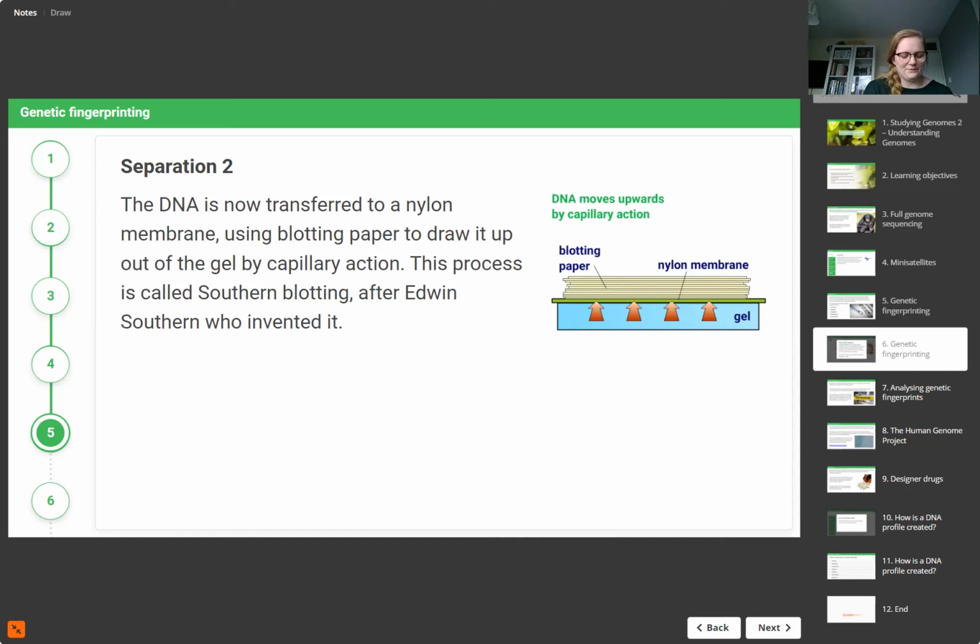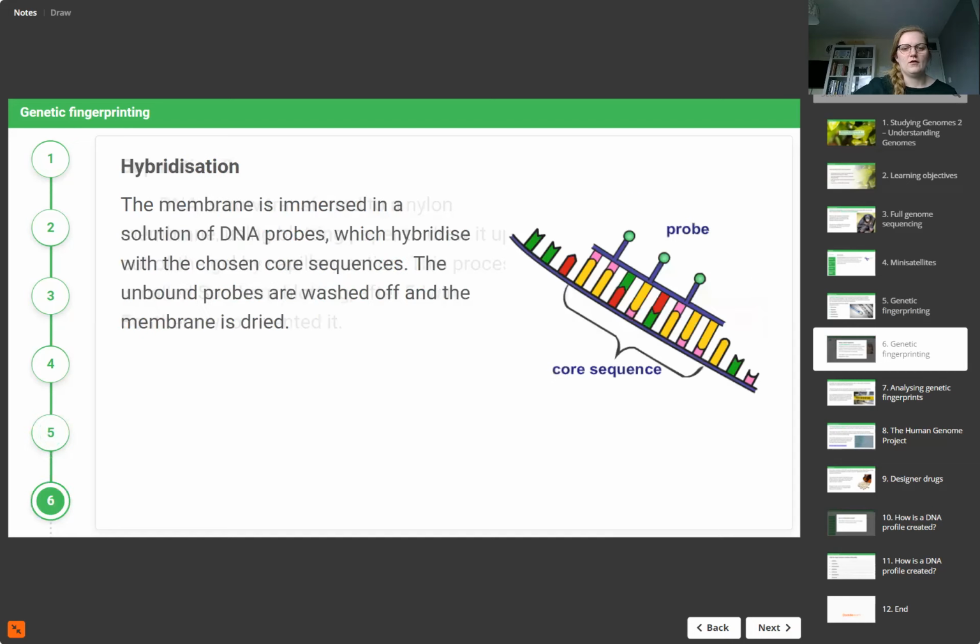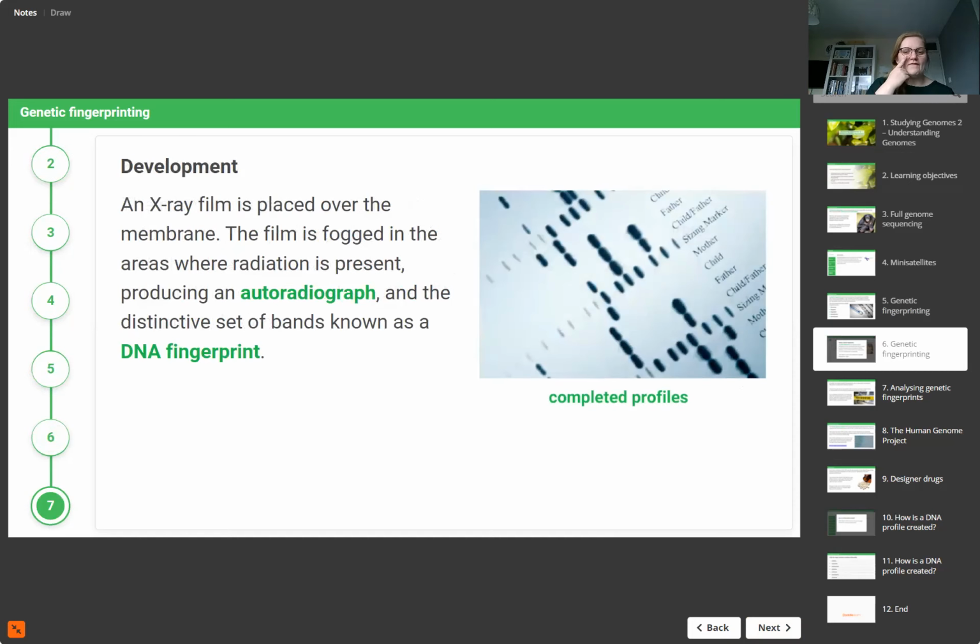So, yeah. And so then Southern blotting, you can then look at it and view what you can see. The membrane is immersed in a solution of DNA probes, and we're going to have a whole session on DNA probes later, which hybridize with the chosen core sequences. The unbound probes are washed off, and the membrane is then dried. And then an X-ray film is placed over this membrane, and the film is fogged in the areas where radiation is present, producing an autoradiograph and the distinctive set of bands known as a DNA fingerprint.